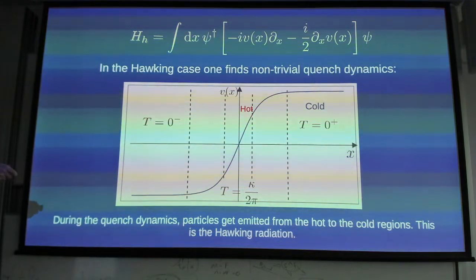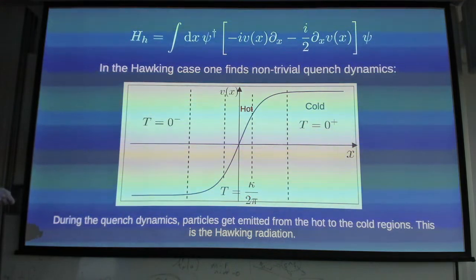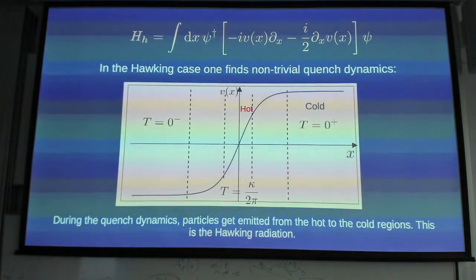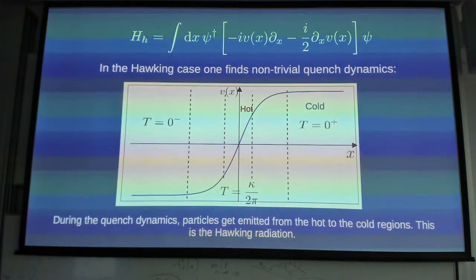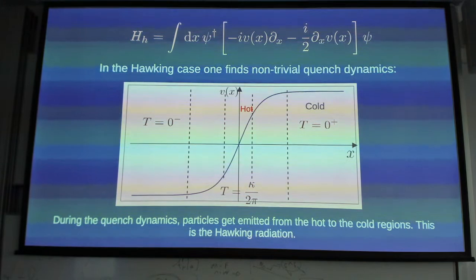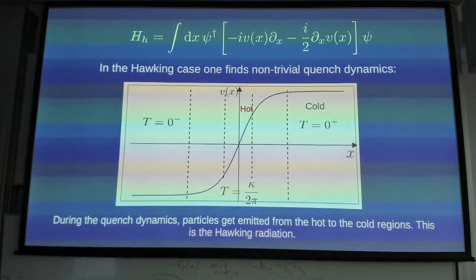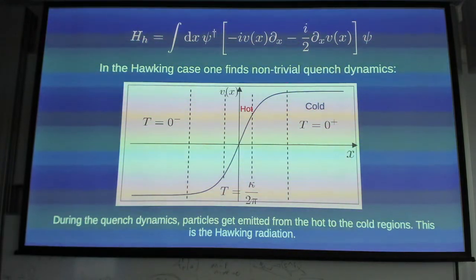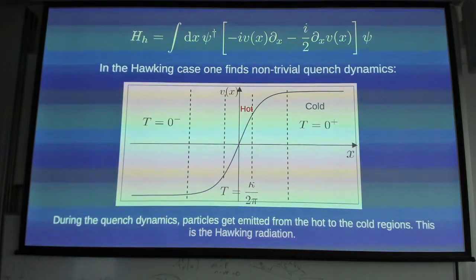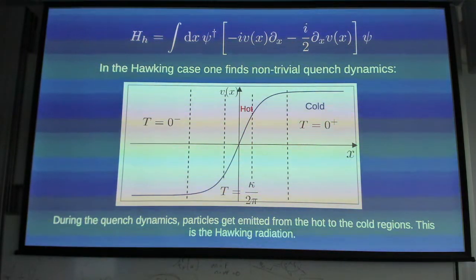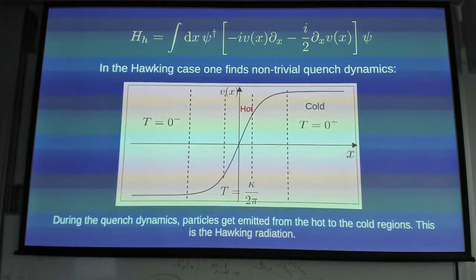And so locally you see this Minkowski vacuum as a thermal state at some temperature T, which is kappa over 2 pi. And what will happen during the quench or the time evolution is that particles will be emitted from the hot region to the cold region. And this is the Hawking radiation. And the origin of these particles is really this region here where we have curvature in the velocity. Because here, as I told you, for the Unruh Hamiltonian, the Minkowski vacuum is a stationary state. Of course, here we're also in stationary states. So the dynamics all comes from this region where you have some curvature in the velocity.